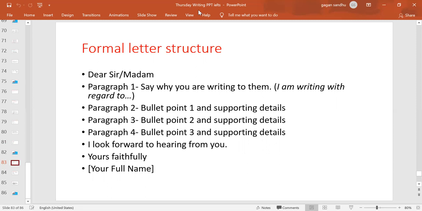Again, at the last, before closing it down and signing it off, you have to add one sentence about what you want or what you are expecting the other person's response to be, how early, how late, how quick, how it needs to be. So, I look forward to hearing from you. That means you want this person to write a letter to you, an answer to you. So that's the sentence you have to write. One sentence you have to write after the bullet point description. Then close it off according to the type of the letter.